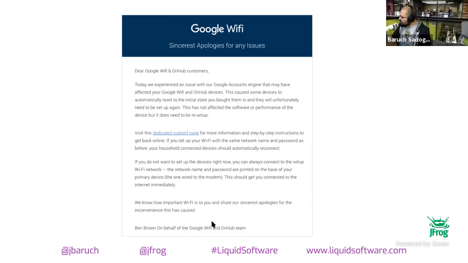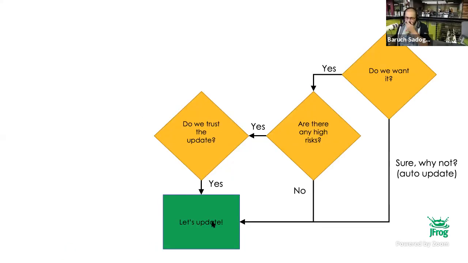And this goes into how serious the company is about building this trust. So instead of the previous diagram, where we assumed that there are no high risks, if now we know that sometimes it is a high risk, we still want to allow continuous update.